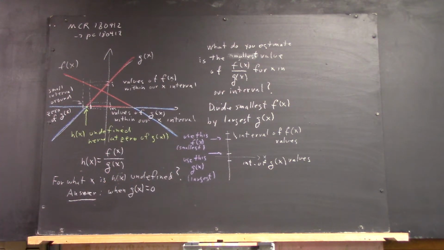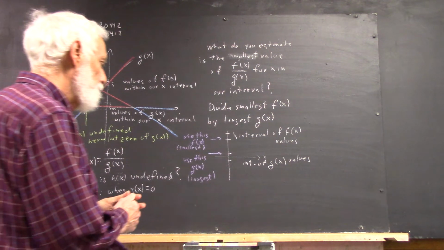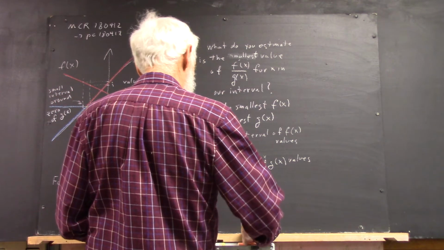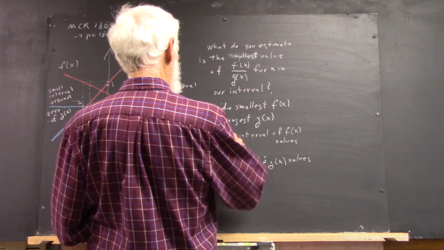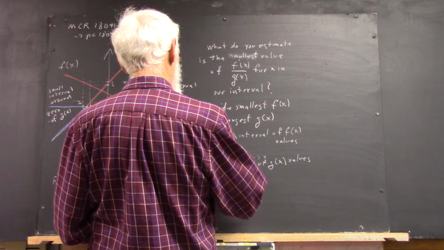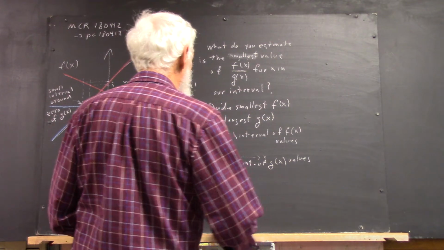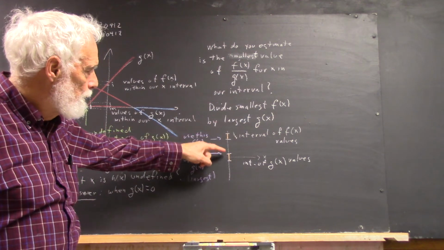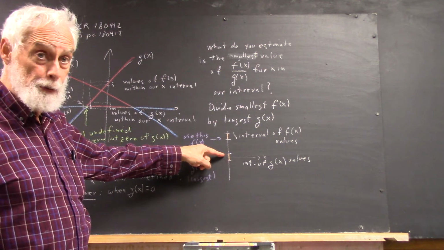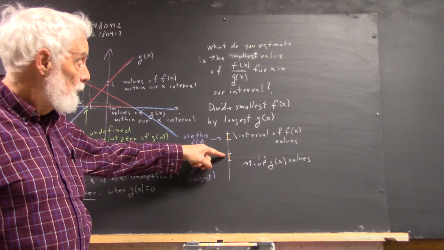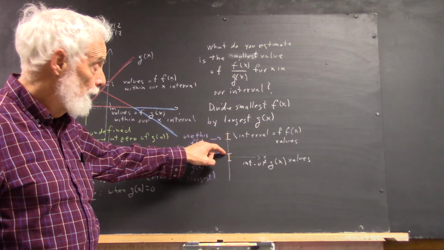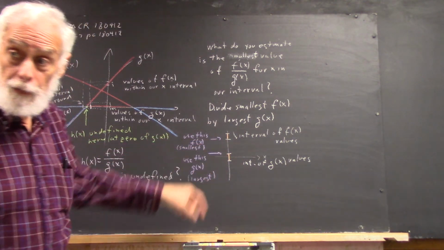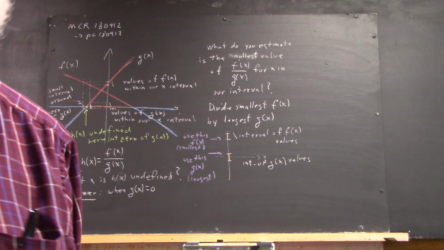Okay. So, again, our f of x values occur here. Our g of x values occur here. And the f of x value we use is this one. The g of x value we use is this one. And the question is, what do we get if we divide this value by this value, just looking at it visually? Estimating.